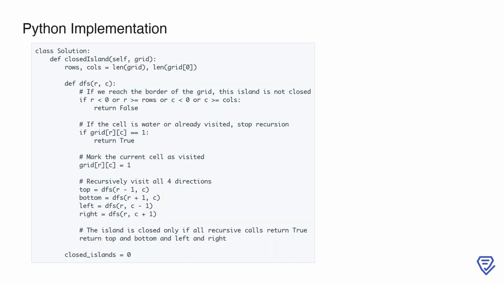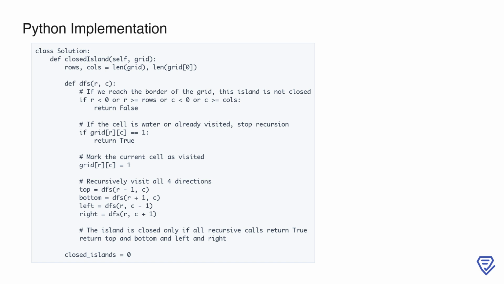Here, we start by defining a class called Solution and within it, the closedIsland method. This method takes a grid as input, which represents a map of land and water where 0 indicates land and 1 indicates water. The first step is to determine the number of rows and columns in the grid using len, as this will help us navigate through the grid.